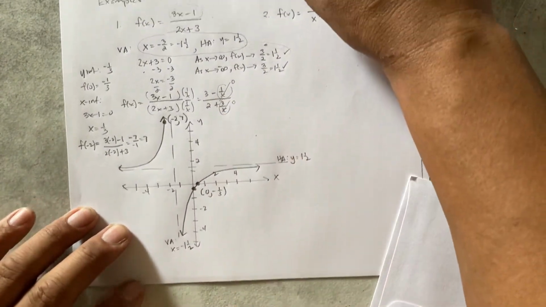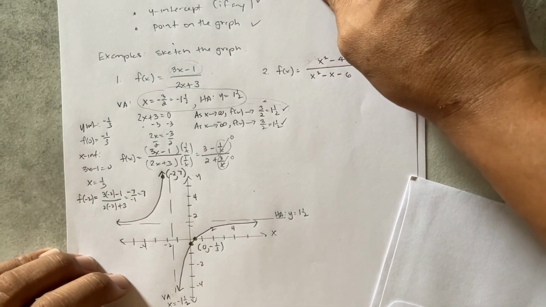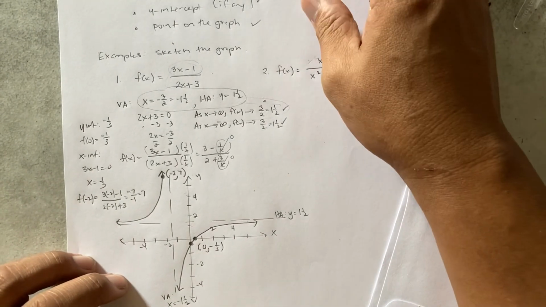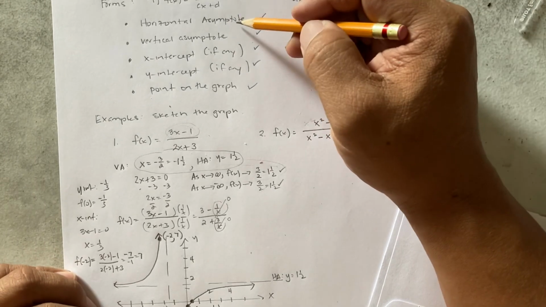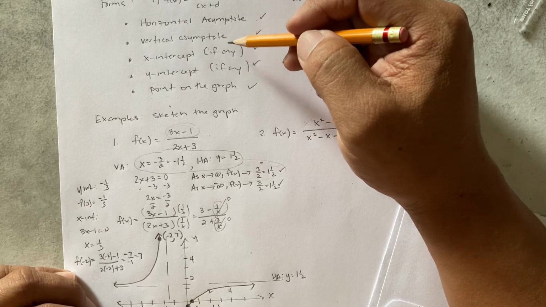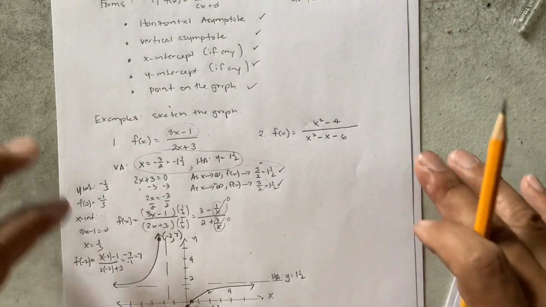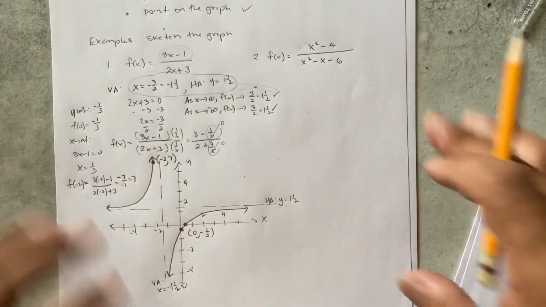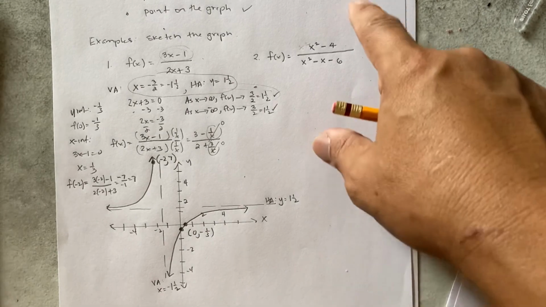So we put this down here. We took care of the horizontal asymptote, the vertical asymptote, the X-intercept, the Y-intercept, and a point on the graph. Then we draw the graph, and that's what you're given here. For part 2, we'll look at the next graph.